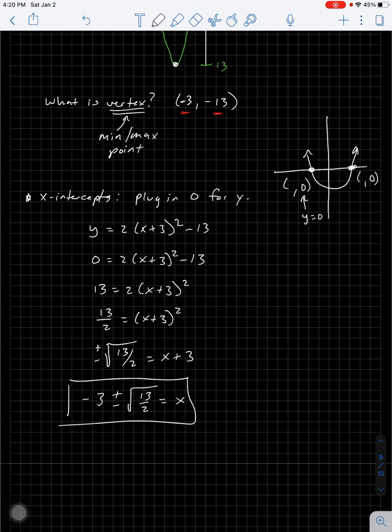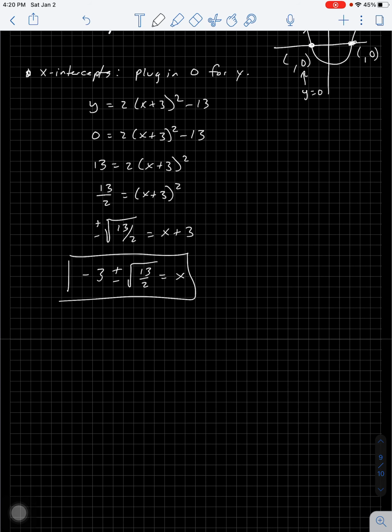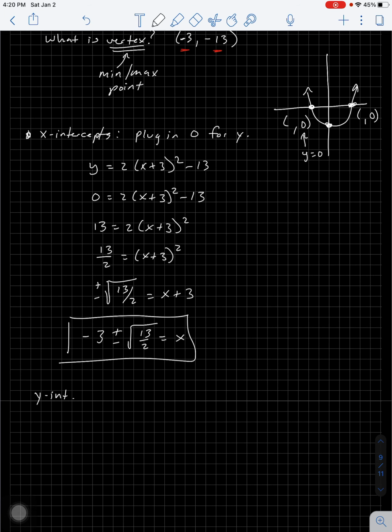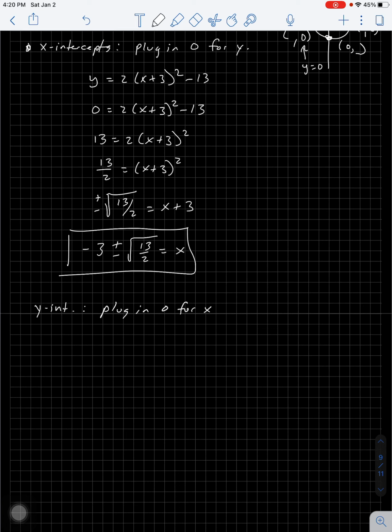Okay, that's the x-intercepts. The y-intercepts. What do the y-intercepts have in common on a graph? Well, they're always a 0, comma, something coordinate. So how do you find them? You plug in 0 for x. So again, I'm going to take my equation and I'm going to plug in 0 for x. Now I'm doing it the long way first. I'll show you the quick way in a minute.